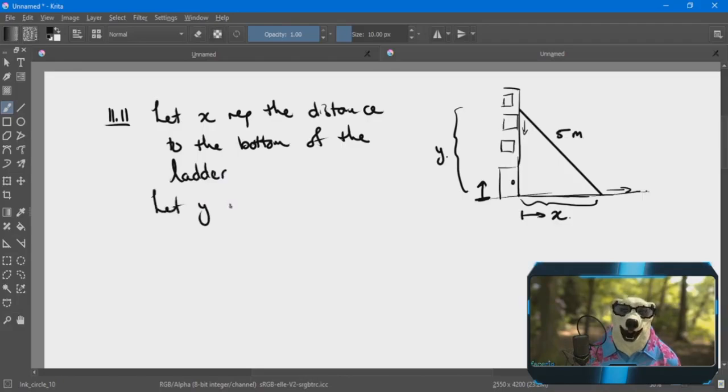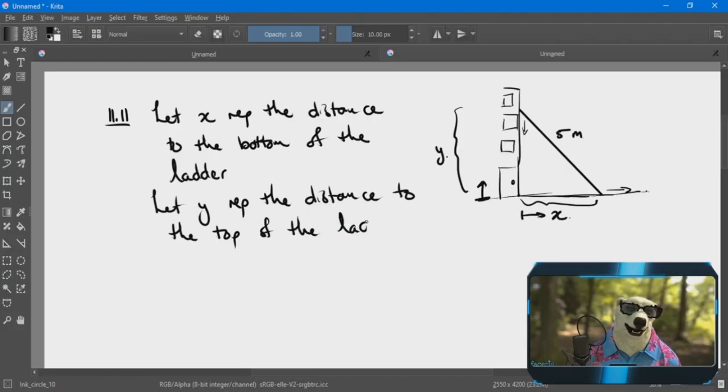Let Y represent the distance to the top of the ladder. Wordy, but I bank 1 mark easily for any test question.